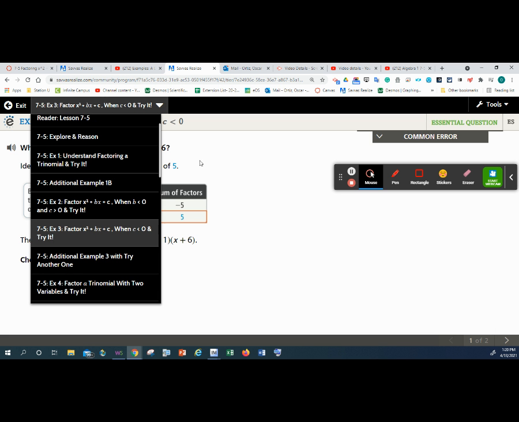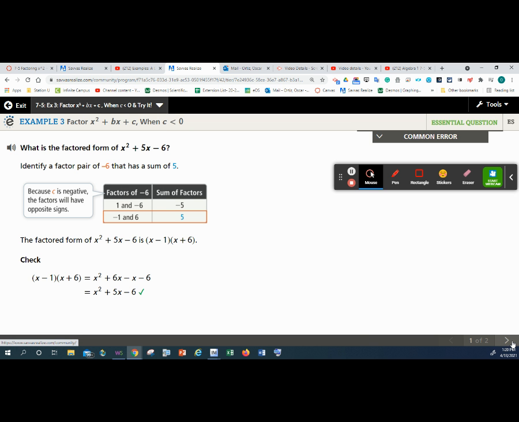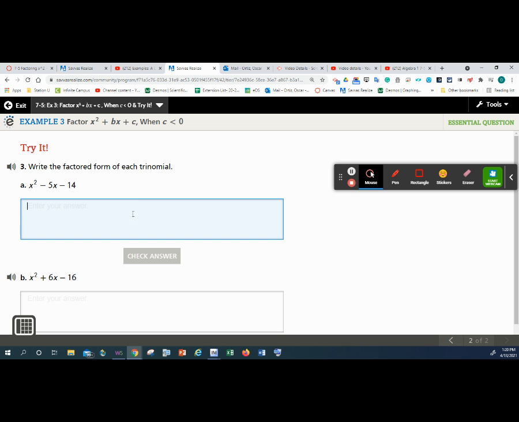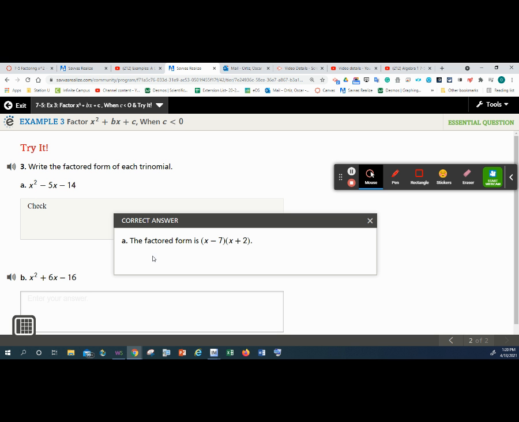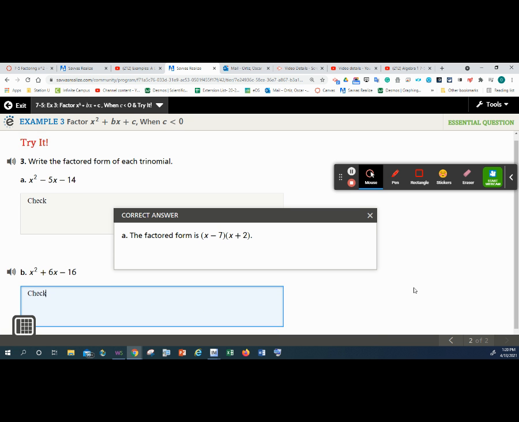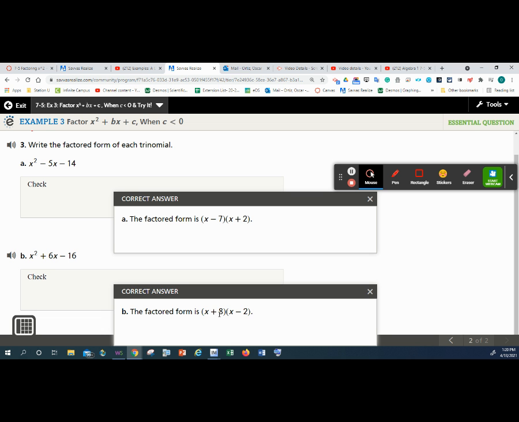Example number, well, maybe let's try first the trinomials. So by now you'll be used to pause the video at this point, and once you get an answer, make sure that you compare to the correct answer. Notice that negative 7 times 2 is negative 14, and negative 7 plus 2 equals negative 5. And for the next one, you got x plus 2 times x minus 2. So that's how you can factor those two examples.